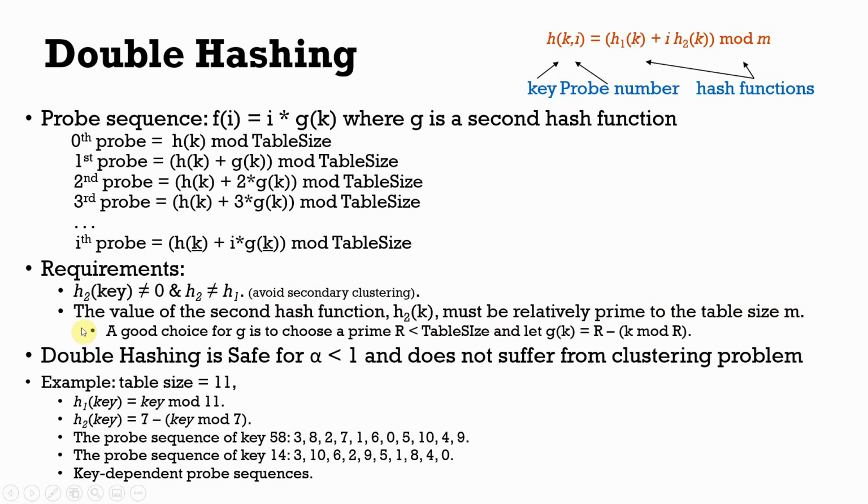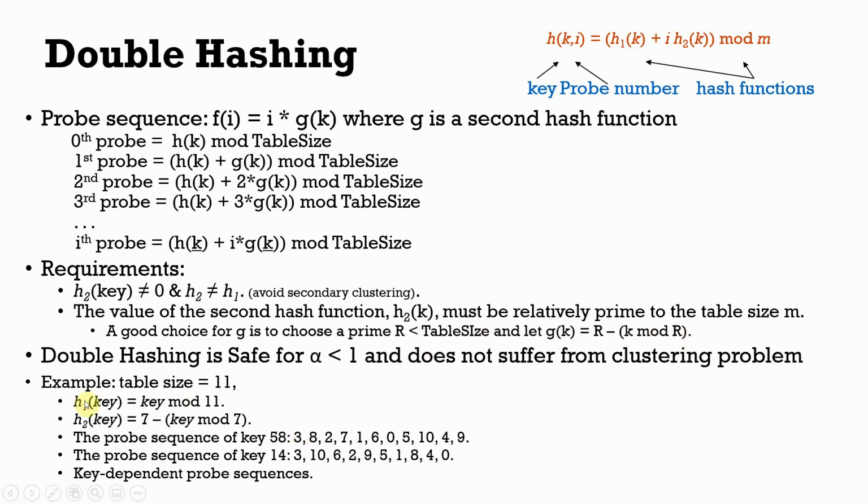Okay, so a good choice for this, I'm sorry, for not having consistency, sometimes I call it h2, sometimes I call it g. A good choice for this second hash function is to choose a prime number r, which is smaller than our table size, and let this second hash function be r minus k mod r. You see an example here.